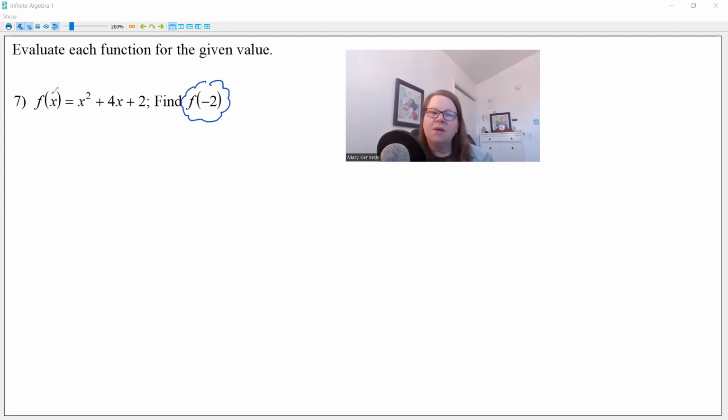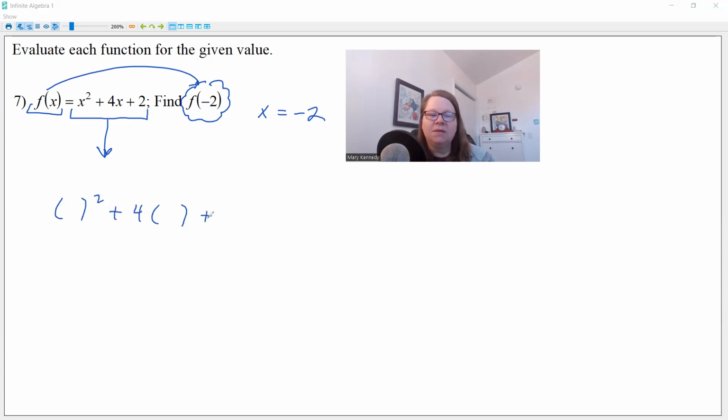Now think about what happened. We had f of x, and now we have f of -2. All that's changed is that the x has been substituted with -2. That means that we go into what it's equal to, and we substitute -2. So I'm going to go in and write this, but without the x's. In place, I'm going to put parentheses.